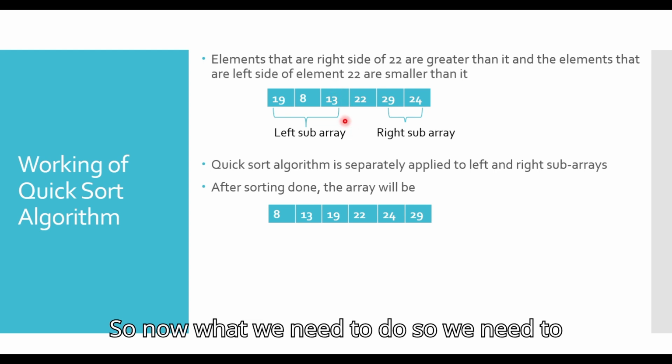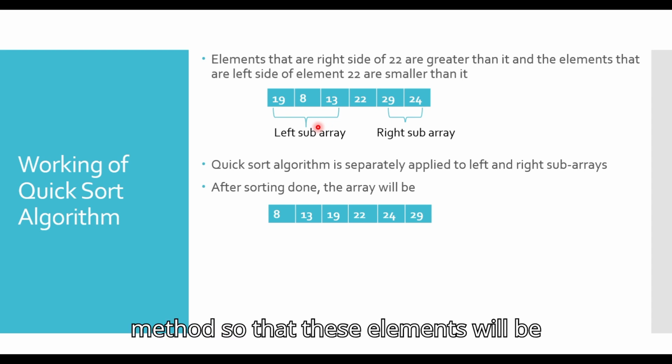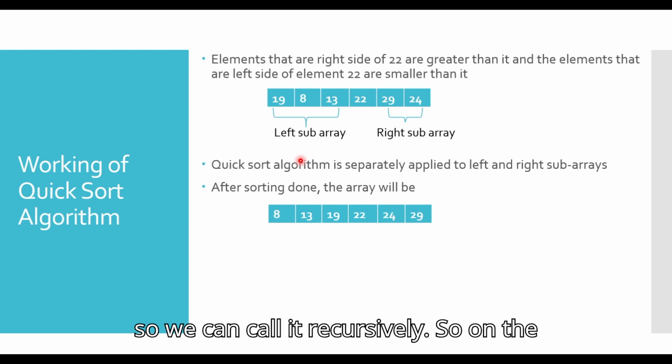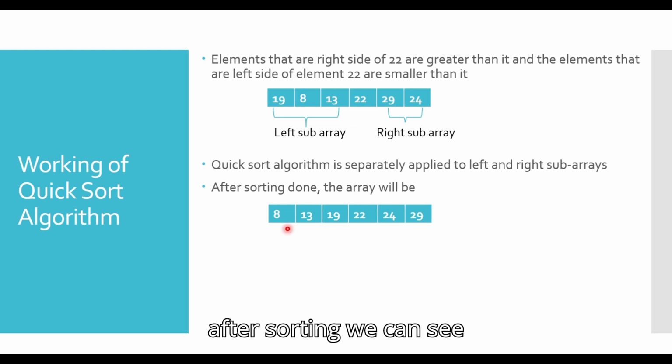So now what we need to do is recursively call this quicksort method, so that these elements will be sorted again. So 19, 8, 13 is the left subarray, and 29 and 24 we call the right subarray. So we can call it recursively on the left subarray and right subarray. After sorting we can see 8, 13, 19, 22 will be the same, 24 and 29. So after sorting, we can see this type of result.